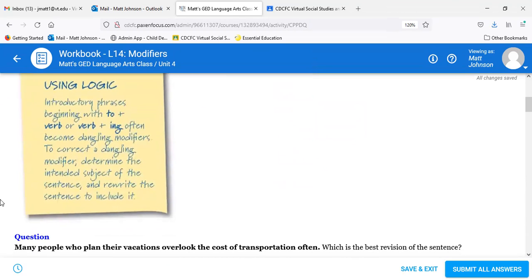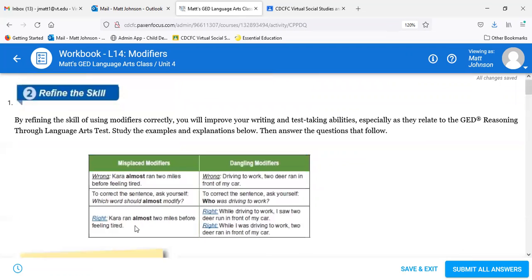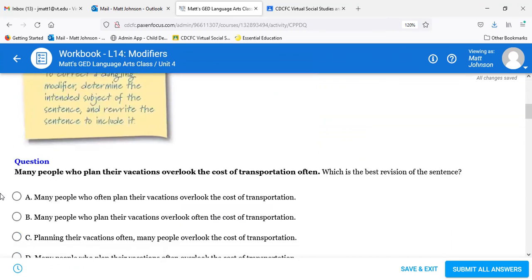Introductory phrases beginning with to and a verb, or verb plus ing, often become dangling modifiers. To correct a dangling modifier, determine the intended subject of the sentence and rewrite the sentence to include it, right? So that was our example up here. Driving to work, 2 deer ran in front of my car, right? So there's that example of a verb plus ing.